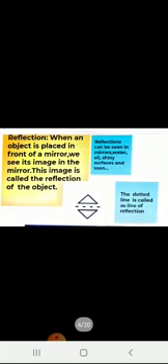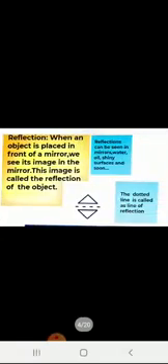What do we call these images? Now let us learn about the image formed in water and the image formed in a mirror. These images are called reflections. Now see here clearly. When an object is placed in front of a mirror, we see its image in the mirror. This image is called the reflection of the object.